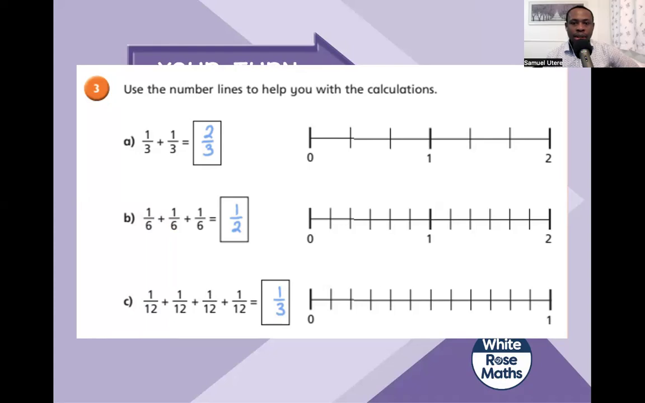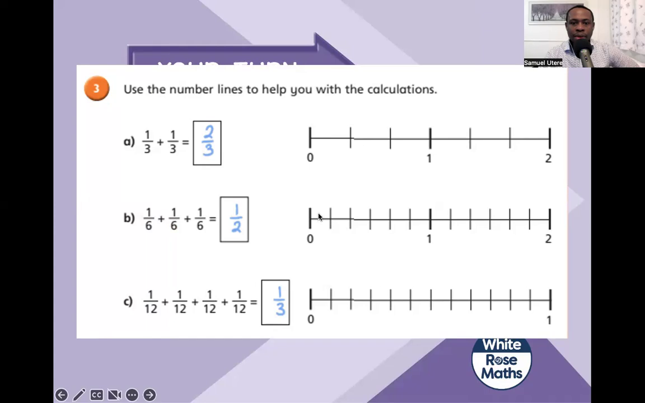So using the number lines, you can simply be on 1/3. So you can see that there are 3 intervals. So each here is represented by 1/3. So if we start at 1/3 and we add another 1/3, that would leave us at 2/3 because we're increasing by 1/3 every time. We can use the same approach here.